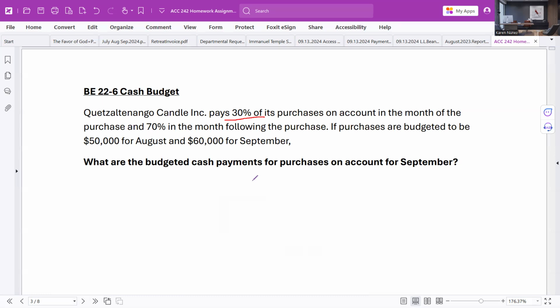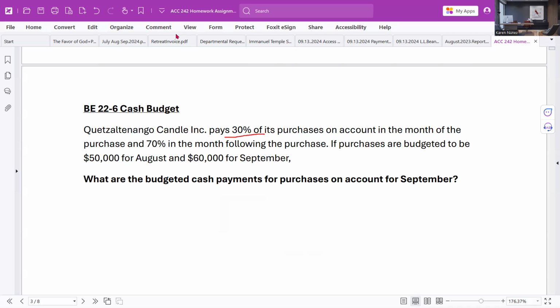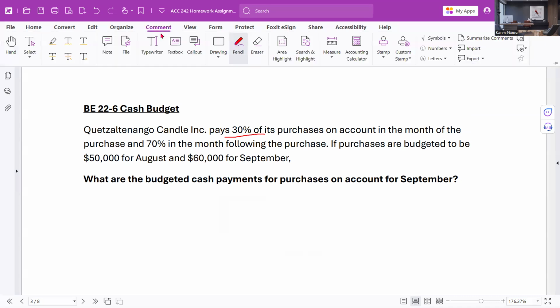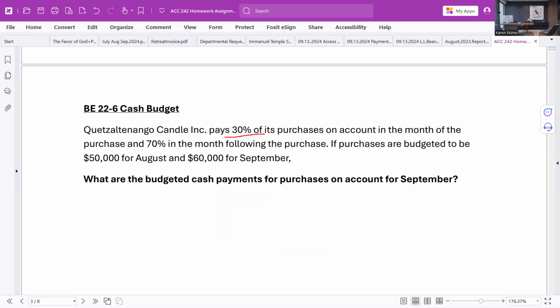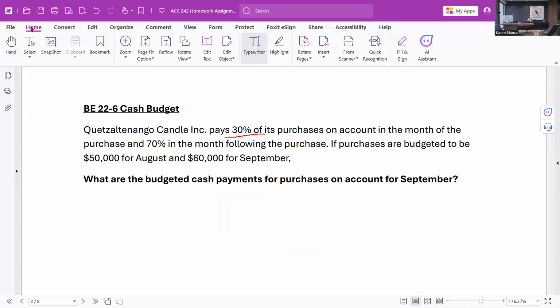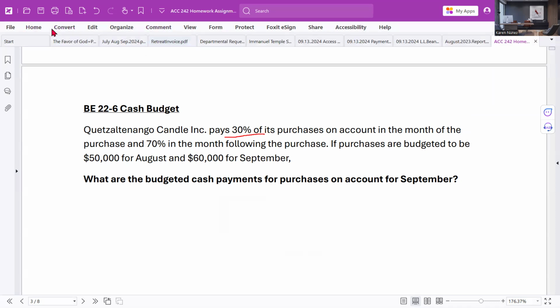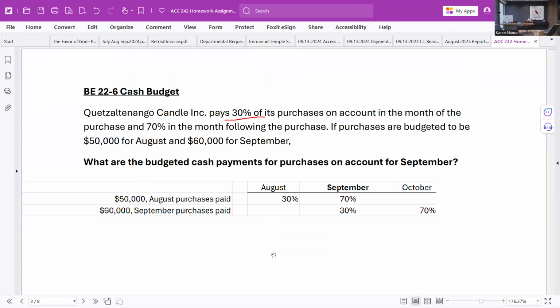So what we know is that they're going to make purchases in August and September. But what we want to know is what's going to be paid for in the month of September. So let me see if I can summarize what we know so far. If I can copy that and paste it. So this is what we know so far.